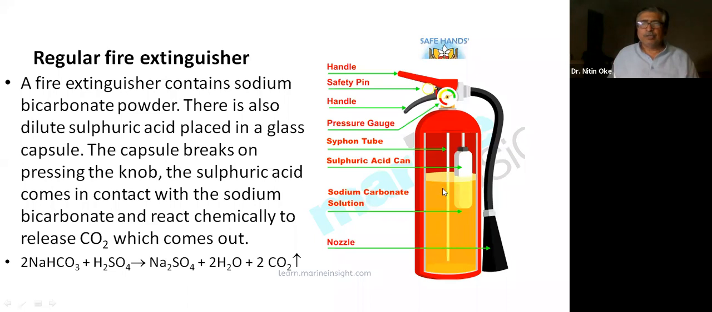Here is sodium carbonate or sodium bicarbonate. Over here it is written as sodium carbonate solution. You can have sodium bicarbonate powder. So the carbon dioxide gas is released heavily and it comes out from this nozzle. So this is the way how it works. The figure is in your book, not this one. This is more explanatory, I think.